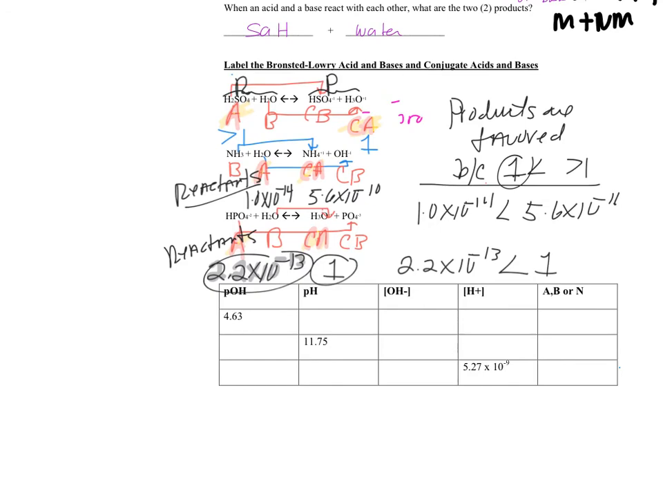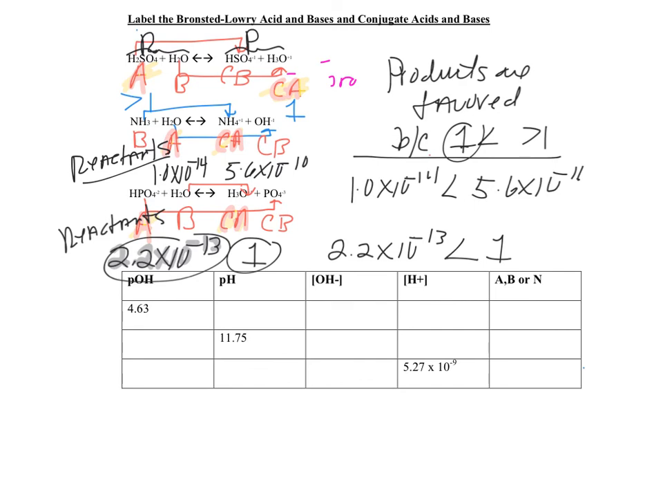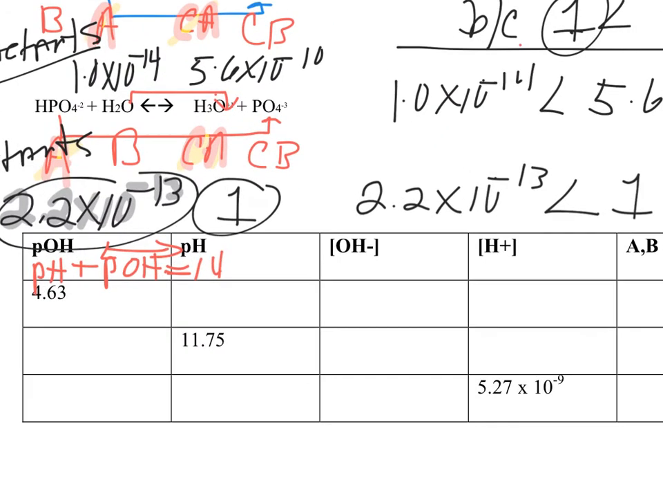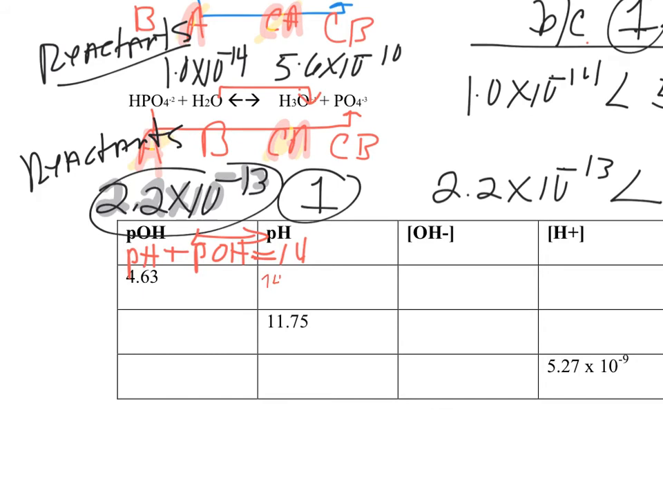Okay, we've reached the table, and this is a great table because it's going to allow you to do the relationships between pH, pOH, and concentrations. The easiest relationship to remember is that the pH plus the pOH equals 14. So that's how you're going to relate these two. And if they give you the pOH, then the pH here is 14 minus 4.63, and 14 minus 4.63 is 9.37.